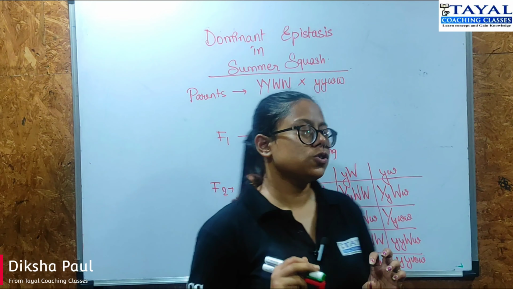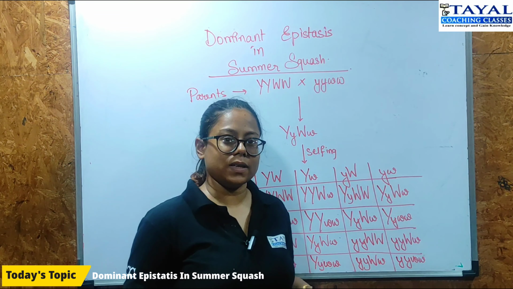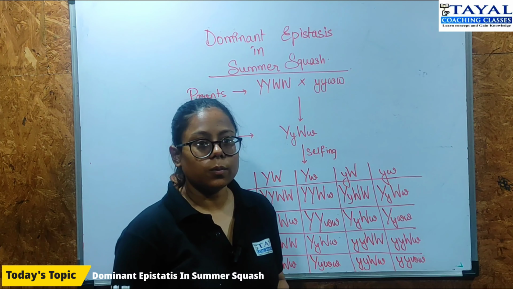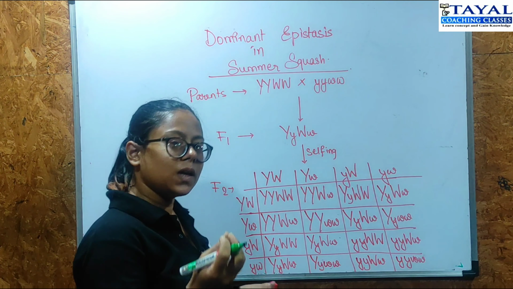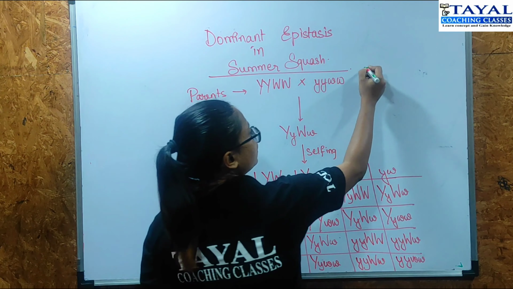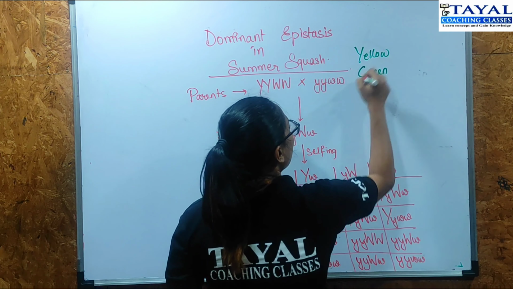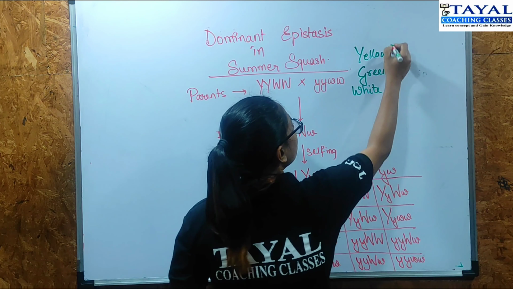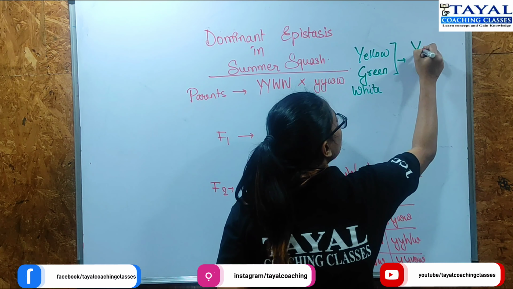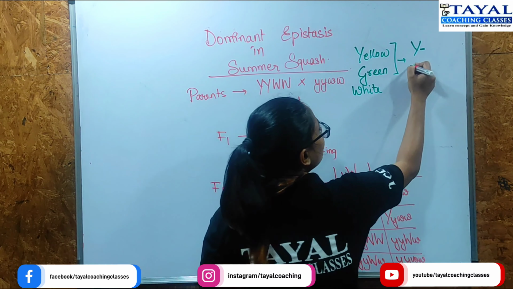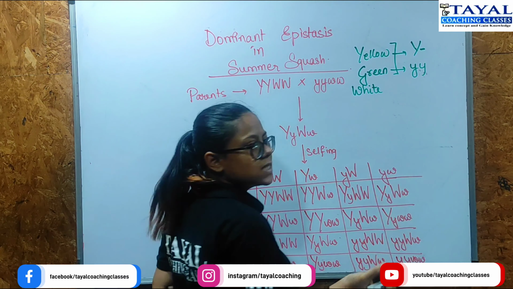Hi guys, so today we will discuss the dominant epistasis that we've already done to some extent in summer squash. If you remember, I had explained the phenotypic and the genotypic conditions. Let's quickly revise it. So three possible phenotypes: green, yellow and white, right? Out of them, green and yellow follow normal Mendelian inheritance. So if even one copy of capital Y is present, it's green. If both are homozygously recessive, then it's yellow, correct?